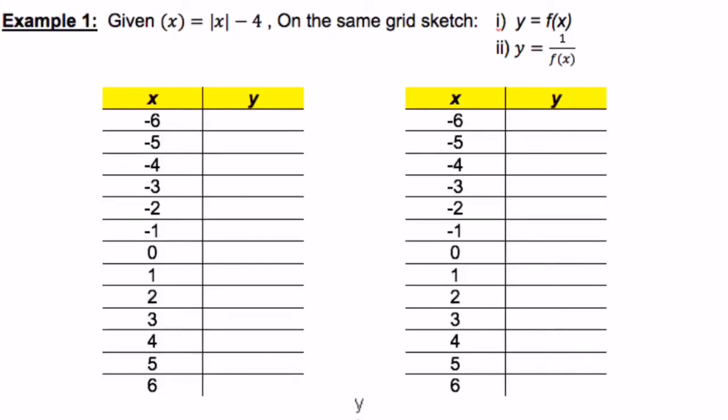Given f of x equals absolute value of x minus 4, on the same grid, sketch y equals f of x and y equals 1 over f of x. So I'm just going to make the table of values for f of x first.